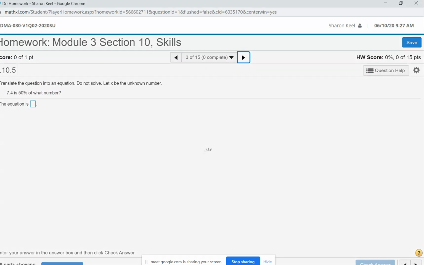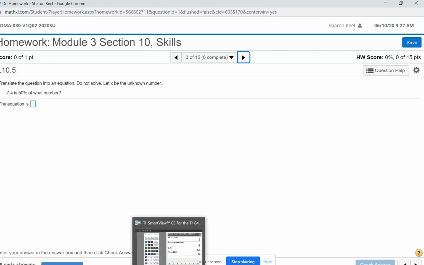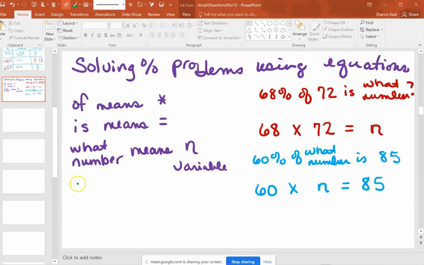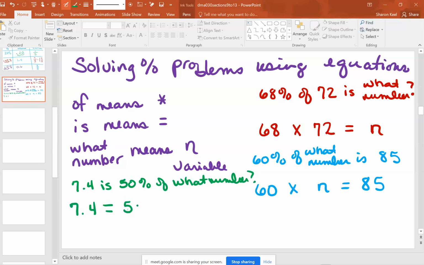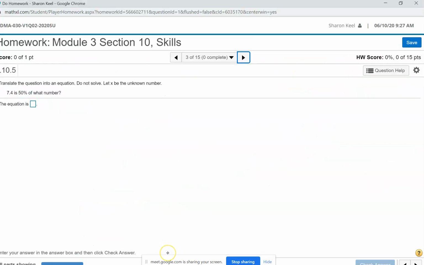And let's look at the third one. 7.4 is 50% of what number? So 7.4 would be equal to 50 times the number. So in the first three problems, they're not asking you to solve. They just want to know what the equation is.